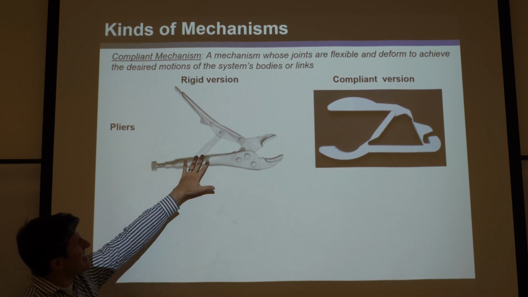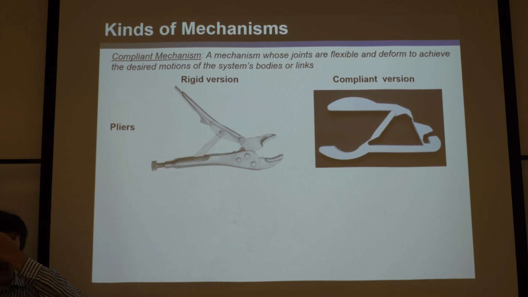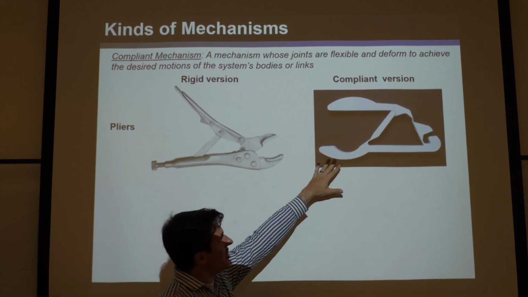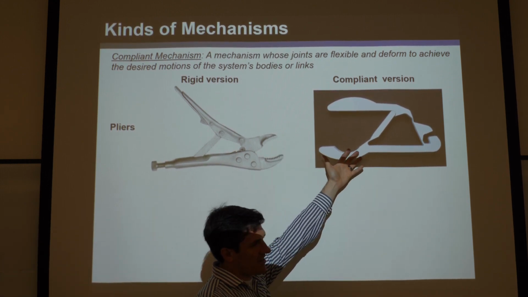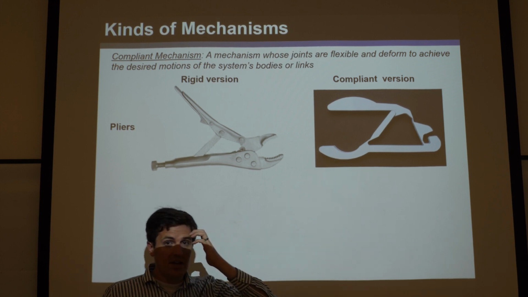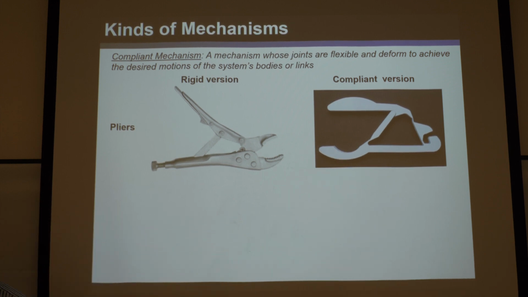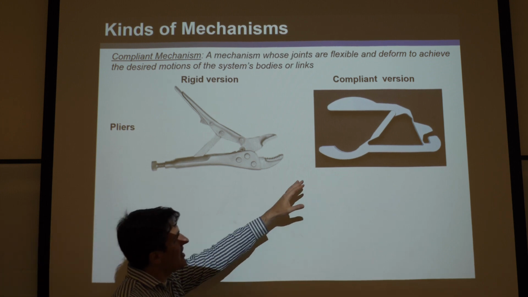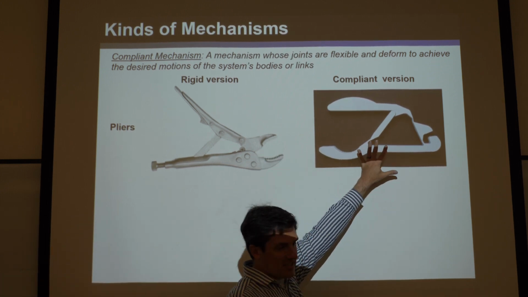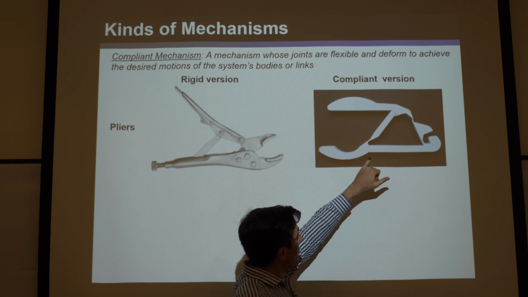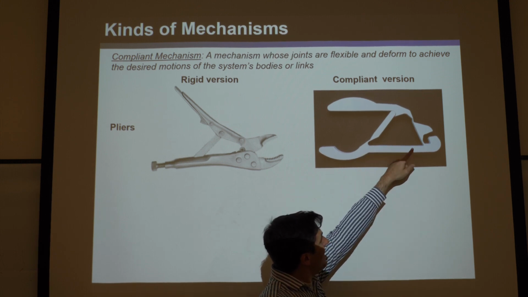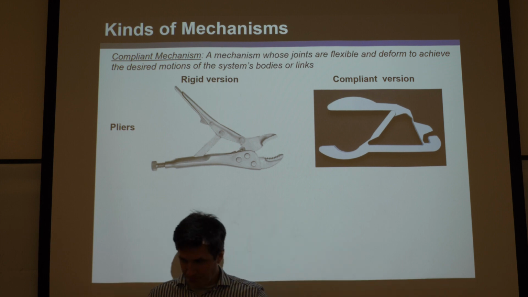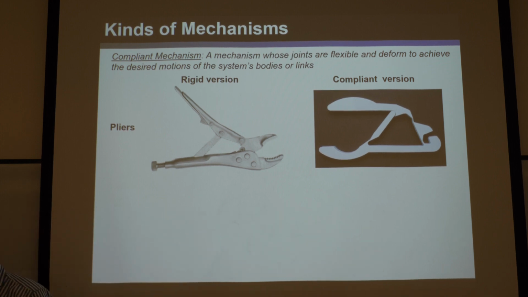So you can see this is a rigid mechanism, a traditional vice grip here, and this is a compliant version of that vice grip. And it's actually quite famous. Larry Howell made this at BYU, and it's kind of the flagship of all compliant mechanisms. That's why I'm showing this example. But you can see the similarity between the two. This is just a single monolithic piece, but it deforms at these compliant hinge joints to get the same mechanical advantage as that vice grip there.